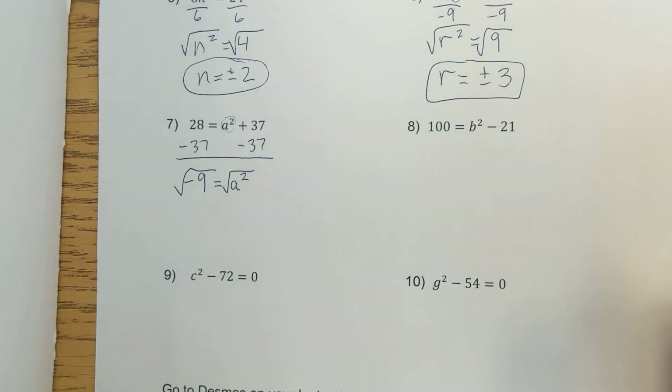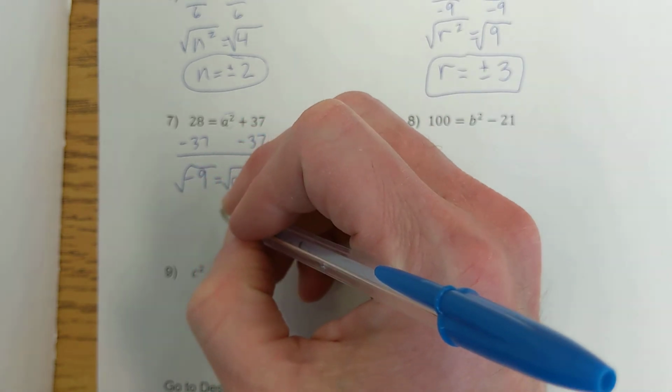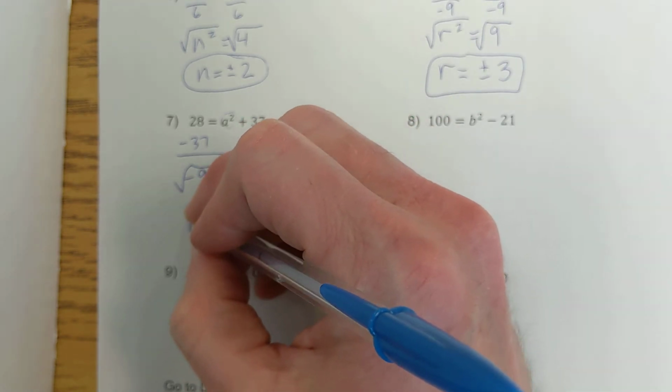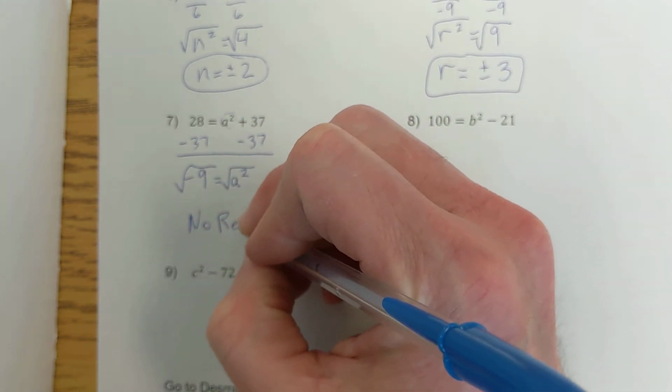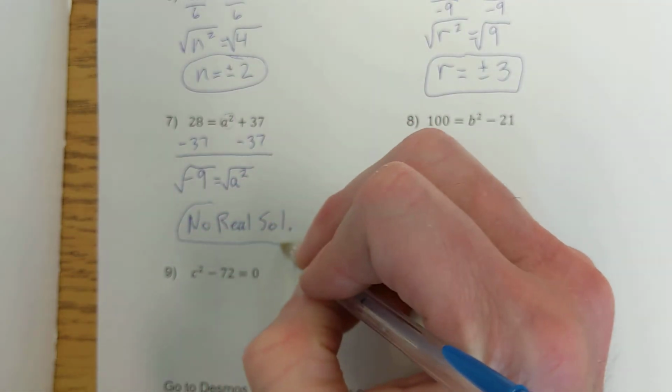Now, we cannot get a real solution here, because we would be taking the square root of a negative number. So this would be no real solution. So a doesn't actually equal anything.